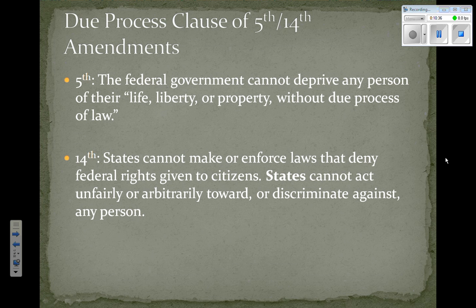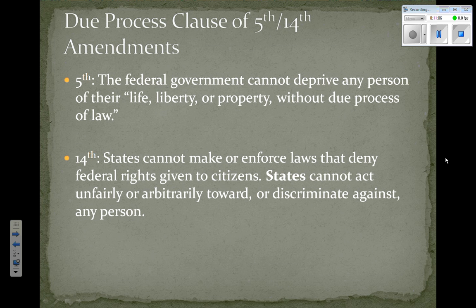So that's important there, the way it says the federal government cannot deprive any person of their life, liberty, or property without due process. So that's why we have courts, that's why our entire system of government is set up to ensure that the government will not reach deep and take something from you without there being a process for you to argue your side, your due process.